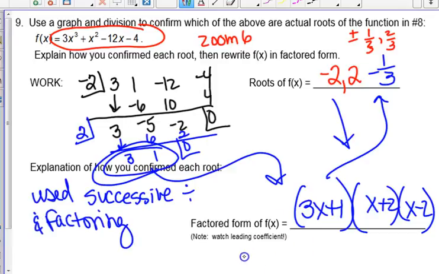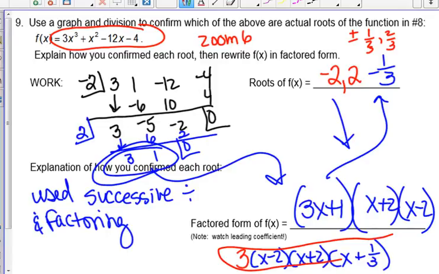Now, someone is going to write x minus 2, x plus 2, and x plus 1/3. That's not right unless you put the leading coefficient back out here. Okay? It even says here, watch your leading coefficient. It's got to be a 3 in there somewhere. All right, moving on.